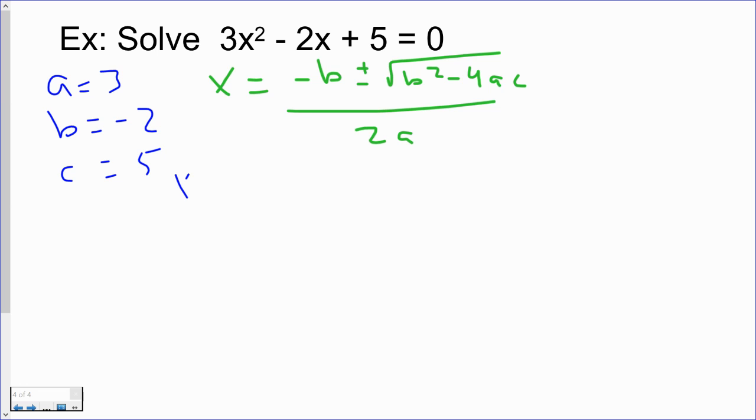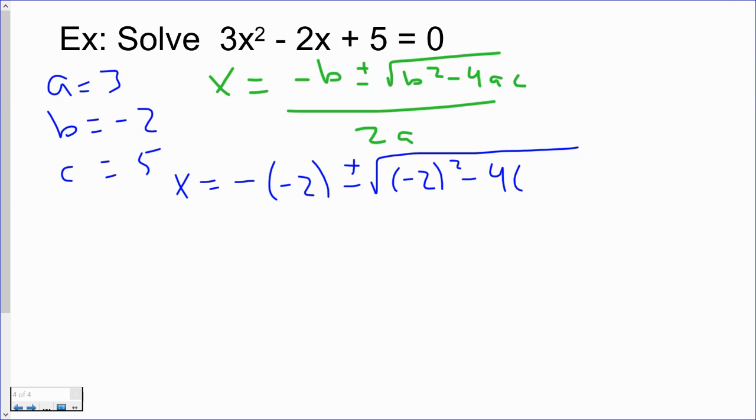So in this case, negative b. So I have a negative, and then I replace my b, which is that negative 2. So this negative goes here, and then I replace that negative 2. Then I have plus and minus. That's two different answers. I'm going to take that b squared from right here. So negative 2 squared minus 4 times a times c. So a in this case is 3, and then c in this case is 5. And then the whole thing is being divided by 2 times my a, which is 3.